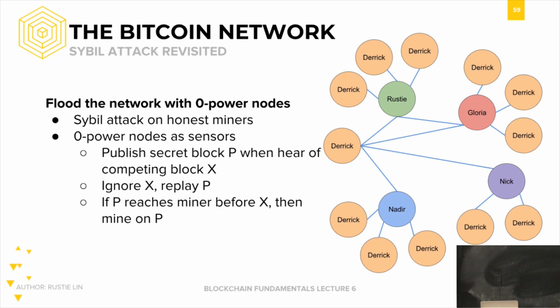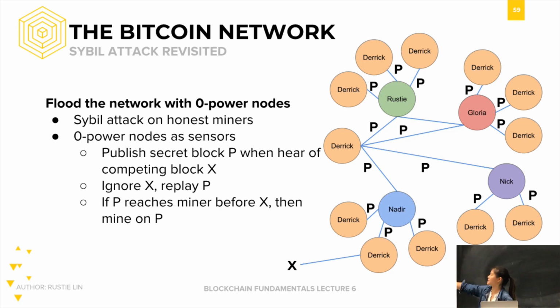And so again, today is the day we destroy Bitcoin, right? These are all the problems that exist, and we need to find ways to work around them. Everyone understand this problem? Yeah? Okay. If Derek hears about block X, he's going to propagate block P, because that's Derek's block, and he's just going to overwhelm the network with his own block as much as he can.